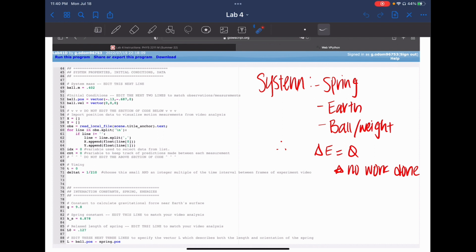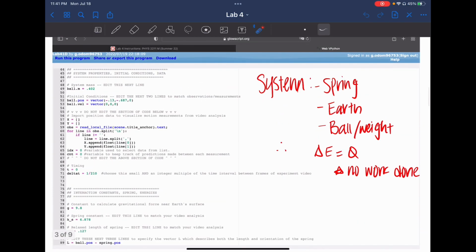It's important to remember that we considered our system, when we were doing all this, to be the spring, the earth, and then the ball slash the weight, whatever you want to call it. Therefore, because of the energy principle, because there's no outside force, there was no work being done. So that means that the change in energy was equal to zero.